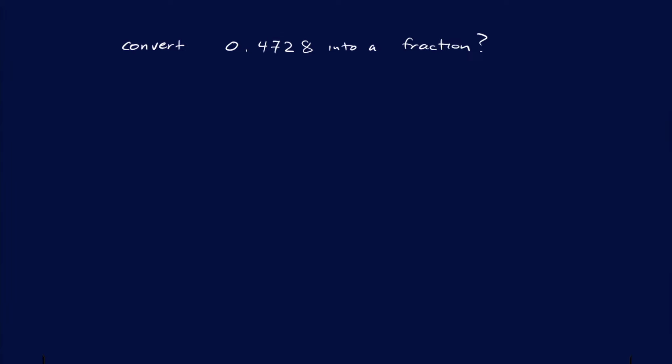In this final example, we're going to convert 0.4728 into a fraction. So all we have to do is figure out what the furthest number back is in the decimal place. So we have tenths, we have hundredths, we have thousandths, and we have 10,000ths. So we're just going to write this number over 10,000. So we get 4728 over 10,000.